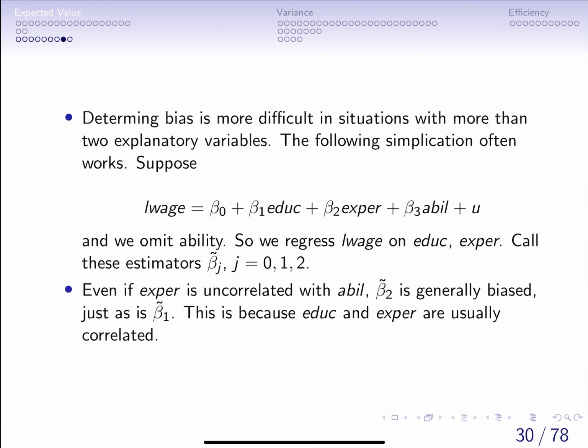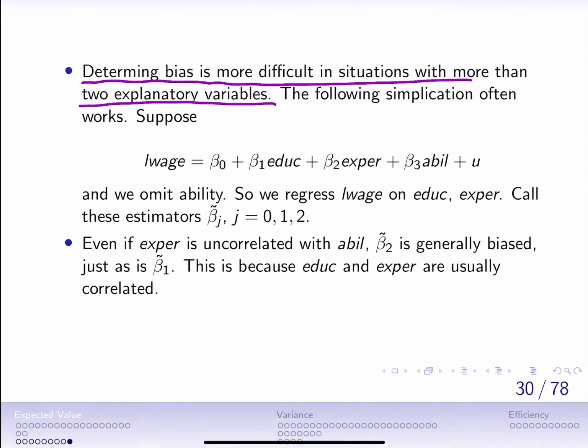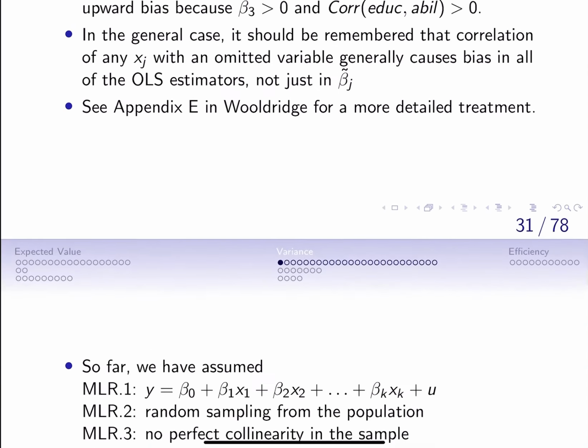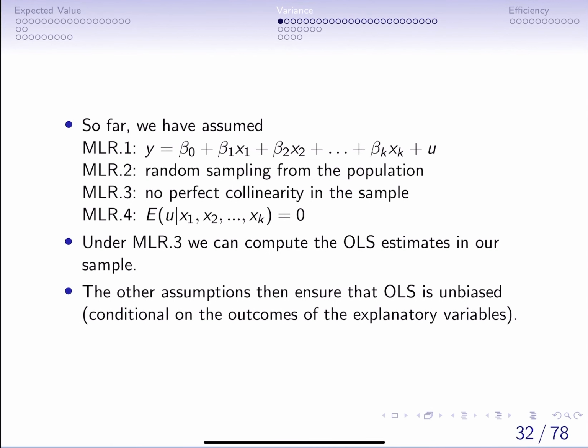Now, just to tell you that once we include more and more variables, determining bias becomes more difficult. When you have more than 2 explanatory variables, this becomes difficult. But at least you want to give it a thought. So just to recap, you need the first four assumptions to prove unbiasedness. And in the next video, we will talk about the variance of our estimators.